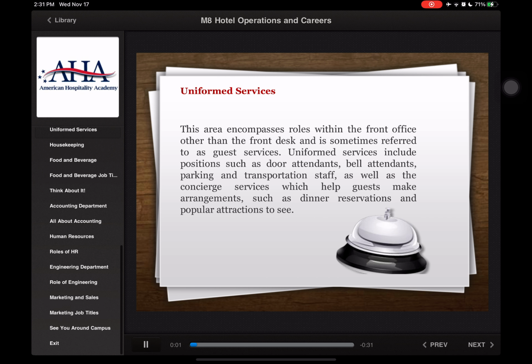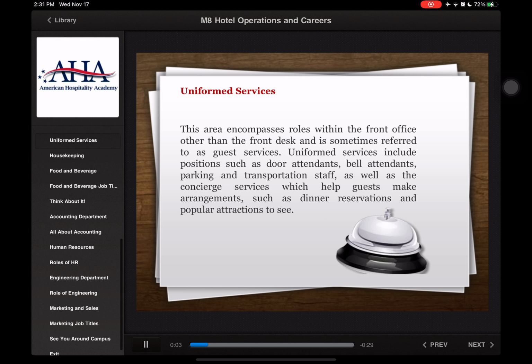The second area that makes up the front office mentioned earlier is called Uniform Services. This area encompasses roles within the front office other than the front desk and is sometimes referred to as guest services. Uniform services include positions such as door attendants, bell attendants, parking and transportation staff, as well as the concierge services, which help guests make arrangements such as dinner reservations and popular attractions to see. Click the concierge bell on the slide to read more.